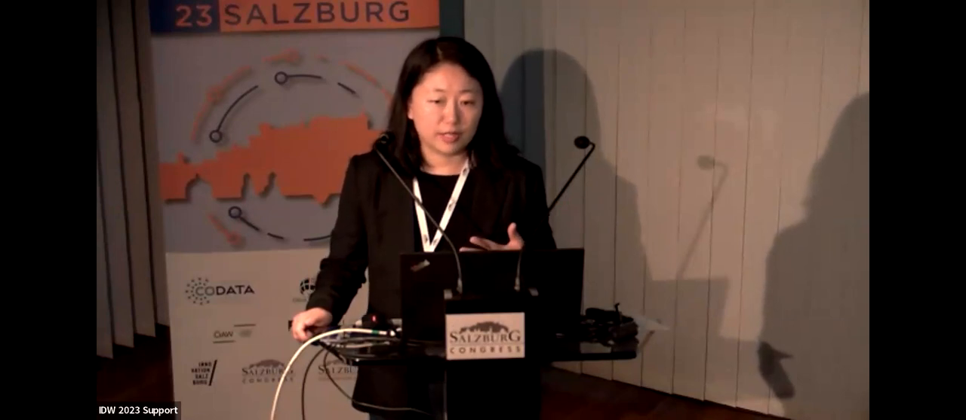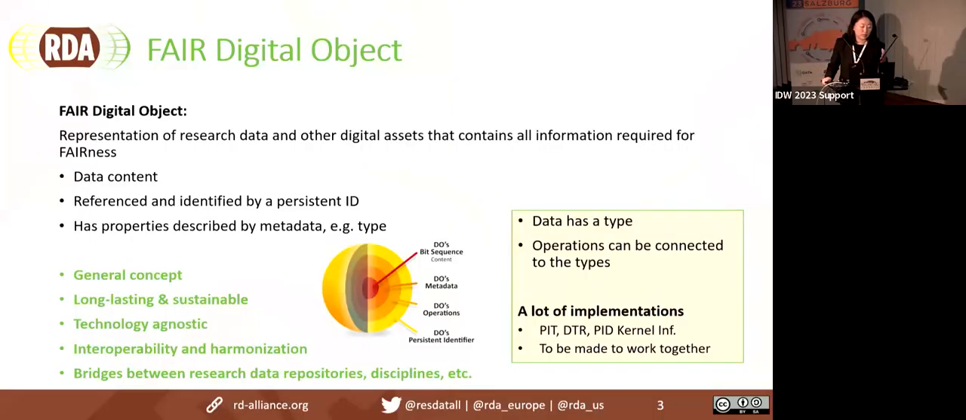Good morning, everyone. Maybe you all know what a FAIR digital object is, but maybe there are some newcomers. So at first, I will give a quick introduction about our IG. Because the name of our IG is FAIR Digital Object Fabric, first we need to talk about the concept of a FAIR digital object. We think a FAIR digital object is a representation of research data and other digital assets that contains all the information required for fairness.